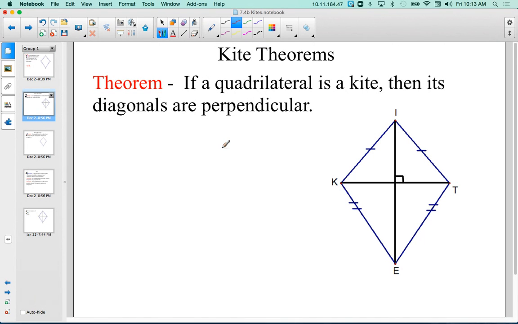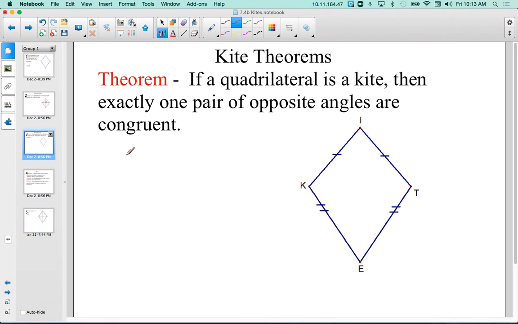If a quadrilateral is a kite, then its diagonals are perpendicular. Okay, its diagonals are perpendicular. So similar to a square and a rhombus, you do have perpendicular diagonals. So we do get that 90-degree angle there at the intersection of our diagonals in a kite.